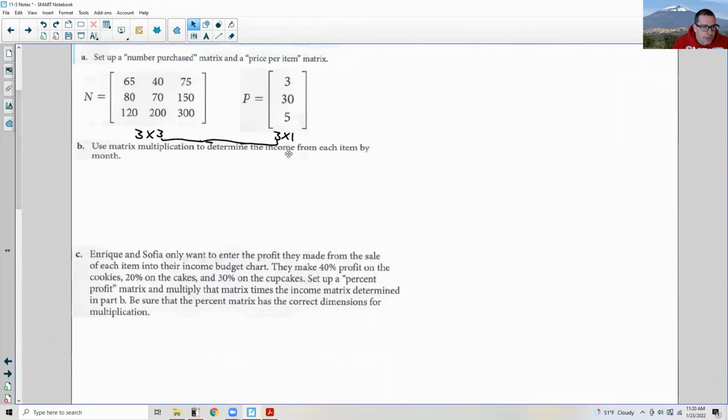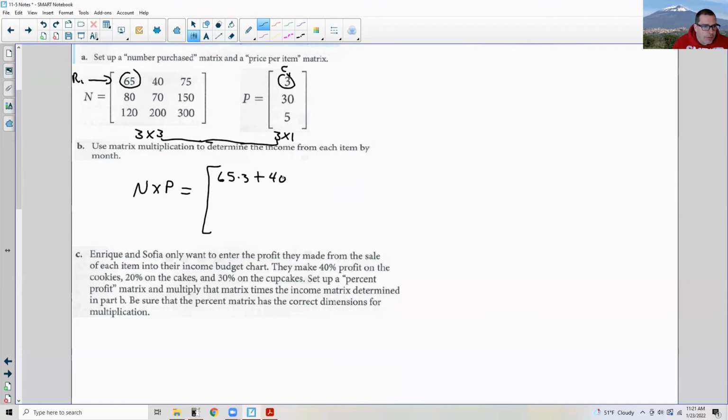Use matrix multiplication to determine the income from each item. So here's what we have to do. We have to take row 1 and multiply it by column 1. So you're going to take 65 times 3. It says use matrix multiplication to determine the income by each month. So n times p is going to equal, and here's what we do, 65 times 3, I'm just going to show all of my work, plus 40 times 30, plus 75 times 5.